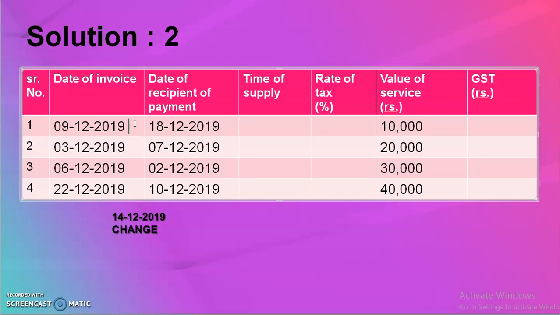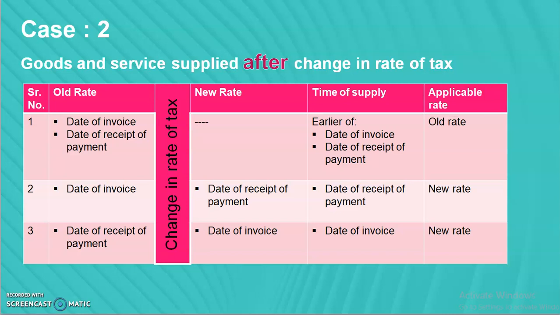On date of invoice. Now this is solution 2. The change date is 14/12/2019. Date of invoice is 9/12/2019. Of course this is before. Invoice is issued before change in the rate of tax. Date of receipt of payment is completely after, right? So I'm writing it, I'm giving it initials as A. So invoice is before change in the rate of tax and payment is after change in the rate of tax. For your complete clarity, I'm going to this format.